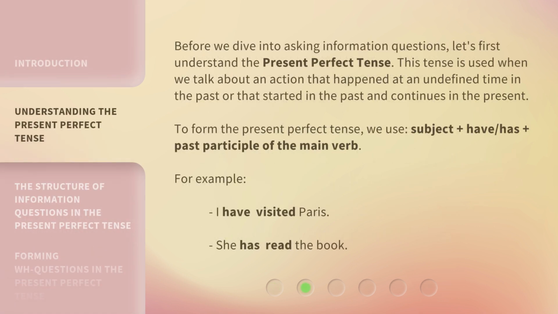Before we dive into asking information questions, let's first understand the present perfect tense. This tense is used when we talk about an action that happened at an undefined time in the past or that started in the past and continues in the present. To form the present perfect tense, we use subject plus have/has plus past participle of the main verb. For example, I have visited Paris. She has read the book.